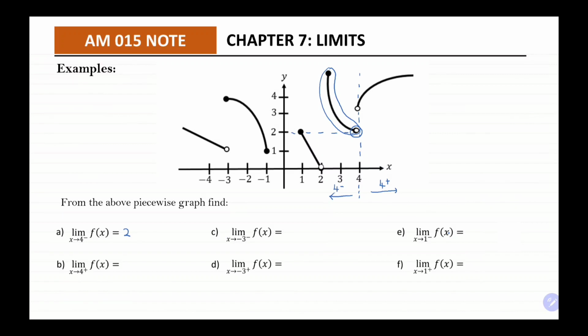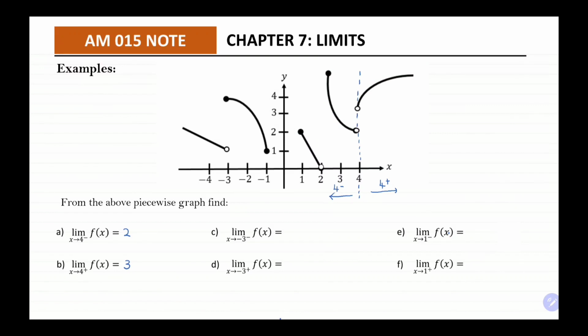Okay, now we find B, limit x approach 4 from right. 4 from right menunjukkan graf kamu berada di sebelah kanan 4. Ini adalah graf di sebelah kanan 4. And this graph starts at this point. This point is 3. So equals 3.